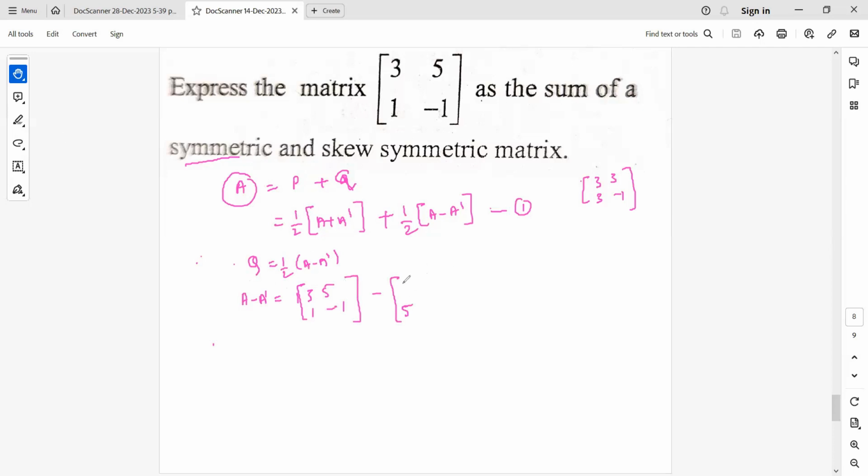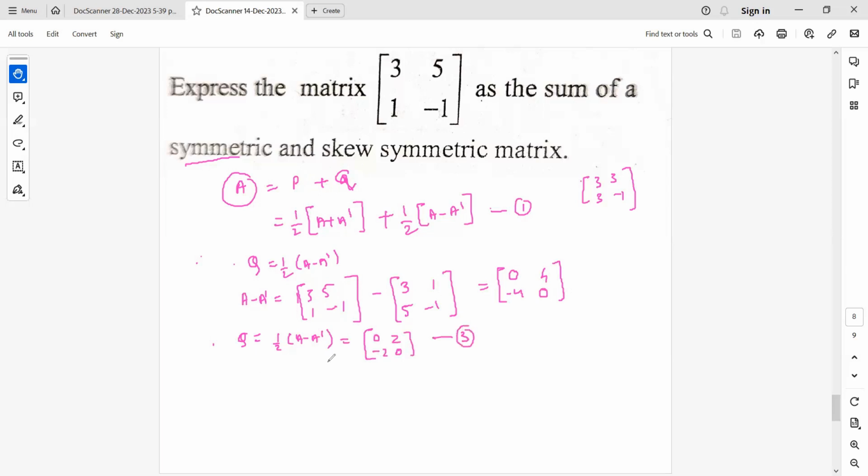On subtracting, what do we get? 3 minus 3 is equal to 0; 5 minus 1 is equal to 4; 1 minus 5 is minus 4; and minus 1 minus minus 1 is equal to 0. Next, again find Q. Q will be equal to 1 by 2 (A minus A dash), so divide each term by 2. We get [0 2; -2 0], and you can consider this as equation number 3.